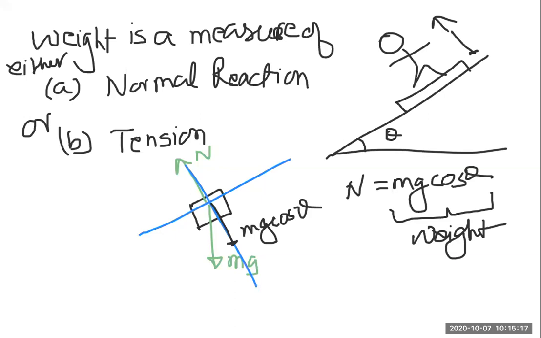Agar weighing machine, abhi aa rahe Manish, abhi aa rahe. And therefore, the weighing machine also is a device capable of measuring the normal reaction. Aapne inclined plane pe rakha weighing machine ko, aur aap uske upar khade ho jao, you will find that your weight is less than your normal weight when you put it on the flat surface.